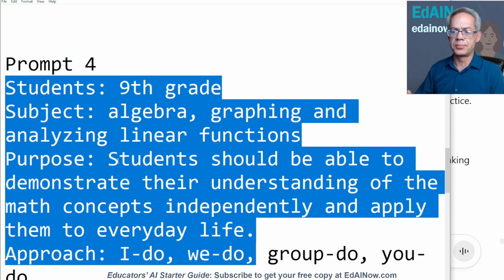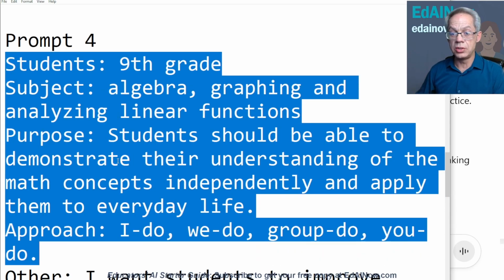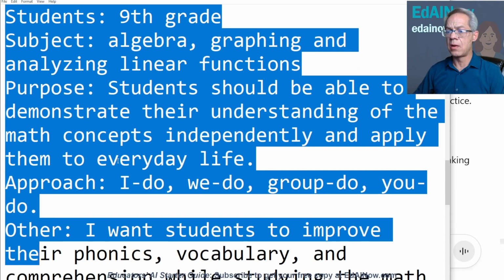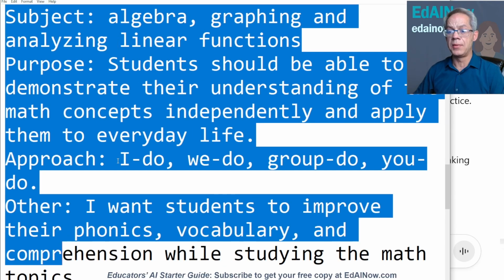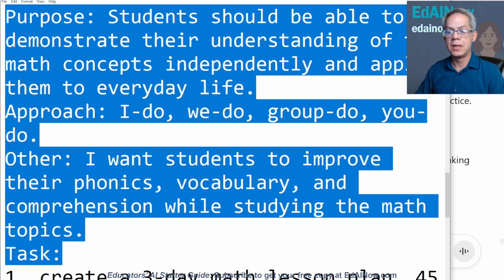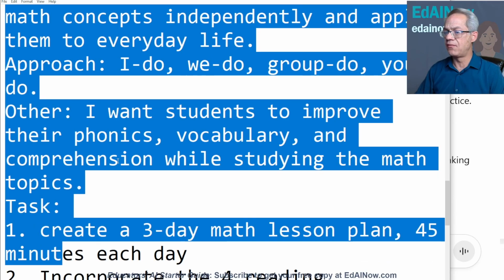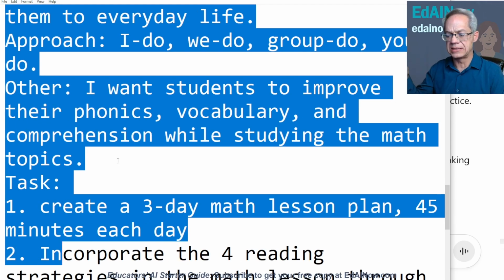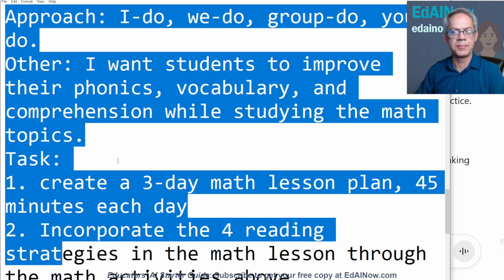My pedagogical approach, I want I do, we do, group do, you do, and I want them to improve phonics, vocabulary, and comprehension while studying the math, because we're teaching math. Create a 3-day lesson plan, 45 minutes each. So all the basic stuff that we put into a lesson plan prompt.